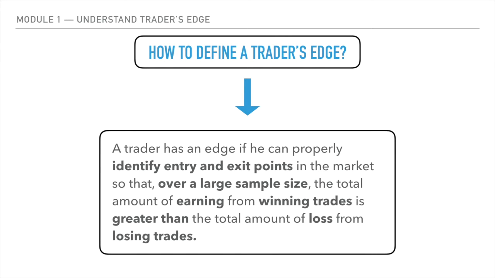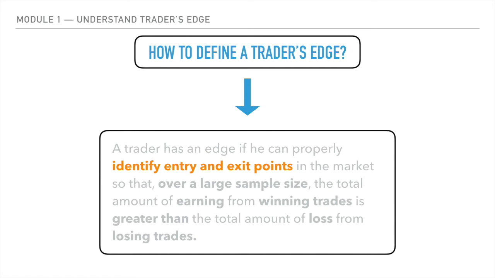We define a trader as having an edge if he can identify entry and exit points in the market so that over a large sample size, the total amount he earns from his winning trades is greater than the total amount he loses from his losing trades. There are three key points in this definition. First, you need to have a proper technical approach to tell you when to enter the market and when to get out. Second, you need to make a decent amount of trades for your edge to work.